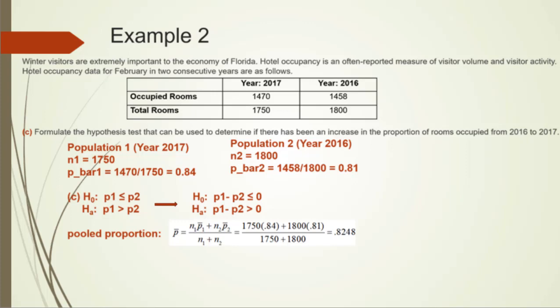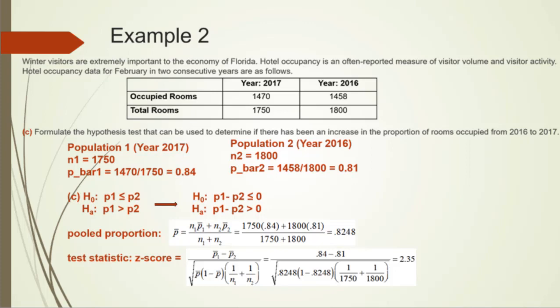To find the test statistic, we compute the pooled proportion to be 0.8248 first. This is actually the total percentage of occupied hotel rooms in these 2 years, about 82%. We call this pooled proportion P bar. Again, this is not a sample proportion. The sample proportions for the two populations are P bar 1 and P bar 2 respectively. Using the pooled proportion P bar 0.8248, we are able to calculate the test statistic to be a z-score of 2.35.